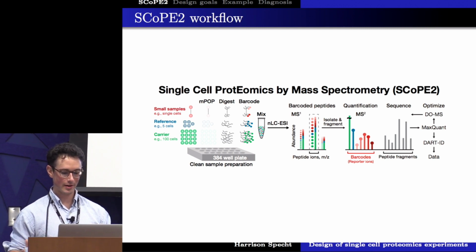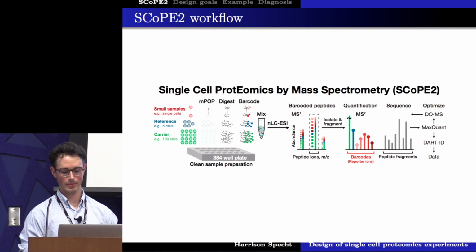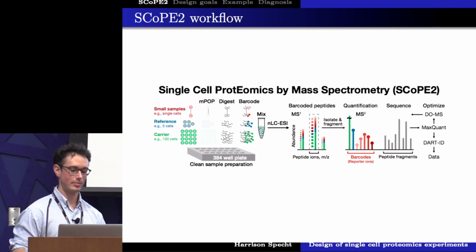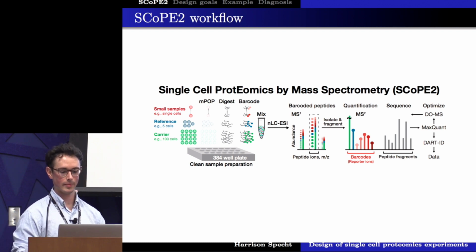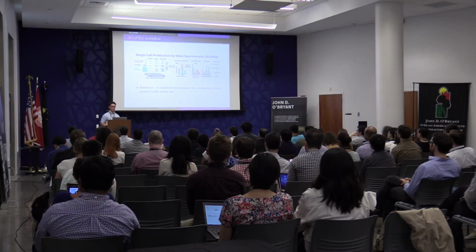So the carrier channel, the idea here is that we're going to have enough material to reduce losses and aid identification. Now, something I haven't talked about yet is this reference channel that you see on here. Now, the reference channel is going to provide us with a consistent denominator, because I told you we're doing relative quantitation. And the barcodes that we use are commercially available TMT11 barcodes, of which there are 11.